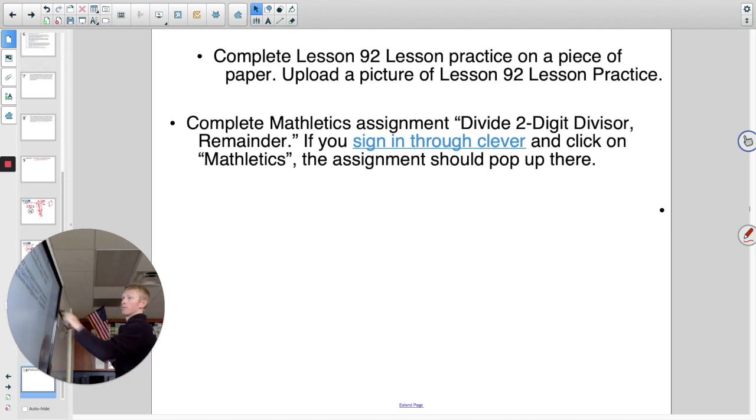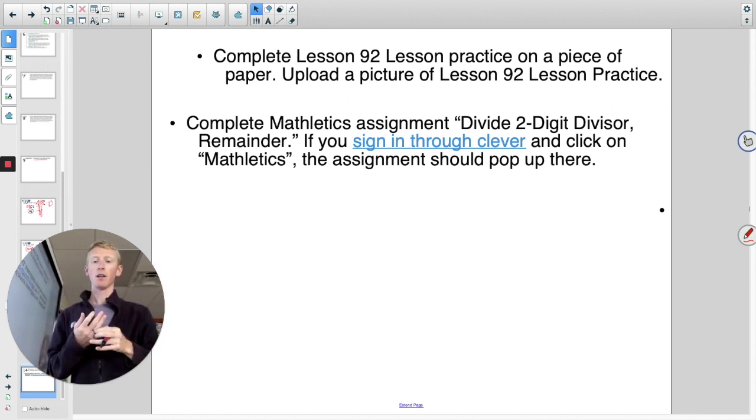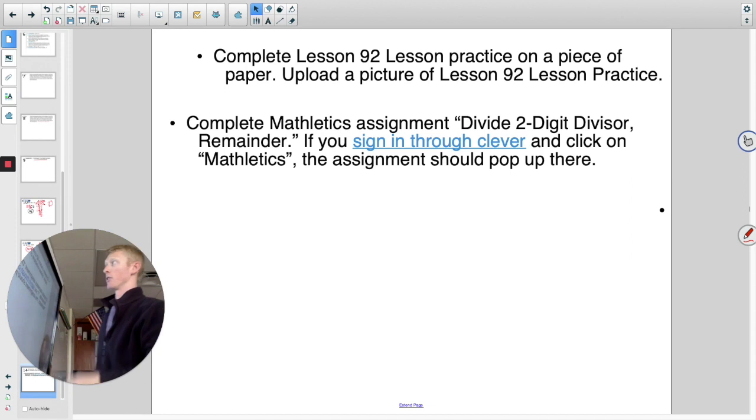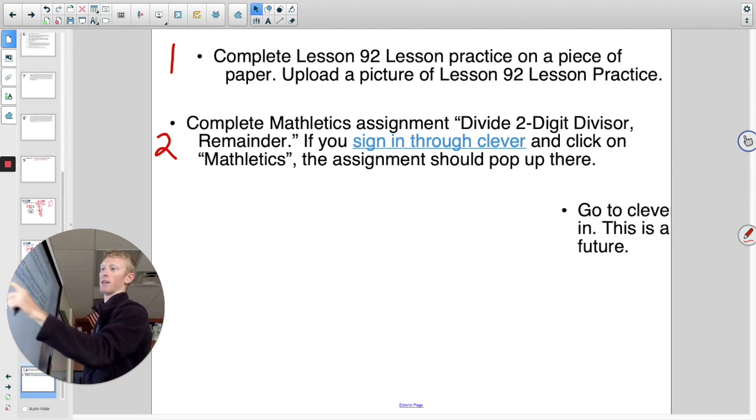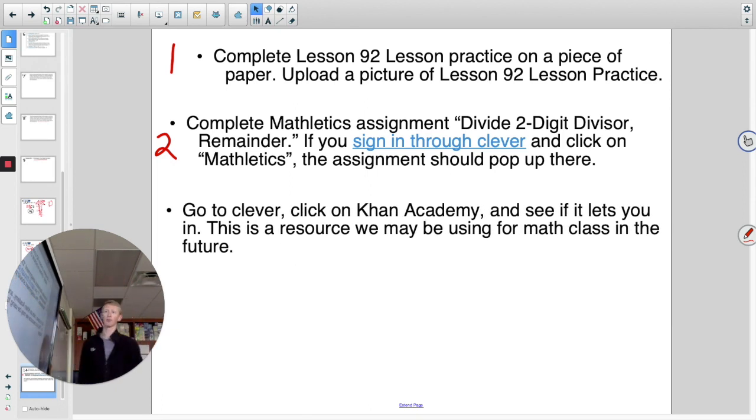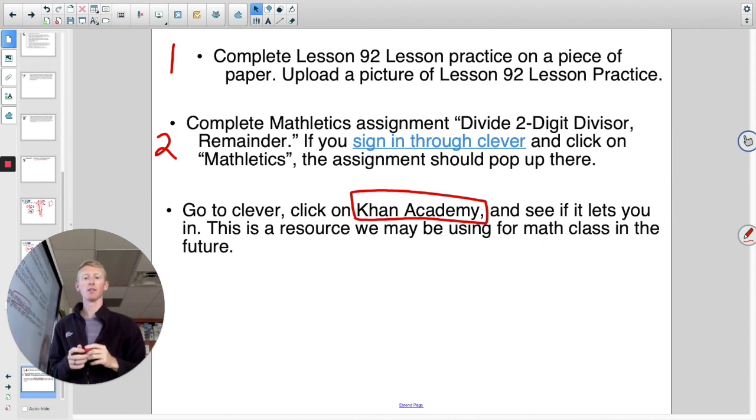Part 2 of your assignment. Through Clever, you can go to Mathletics and it'll pop up right on your screen the assignment that you need to complete. So, first part, lesson practice. Part 2, Mathletics. And the last part, you actually don't have to do anything. All you need to do is, through Clever, click on the Khan Academy app and just see what happens. This is something that we might use for class in the future. And so I want all of you to try logging in there to see if it works. If it doesn't work, there's another way I'll have to think of to get us in there.